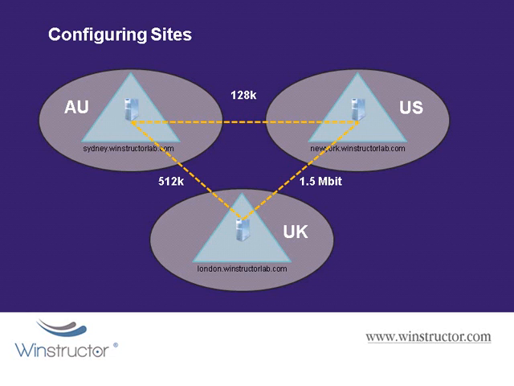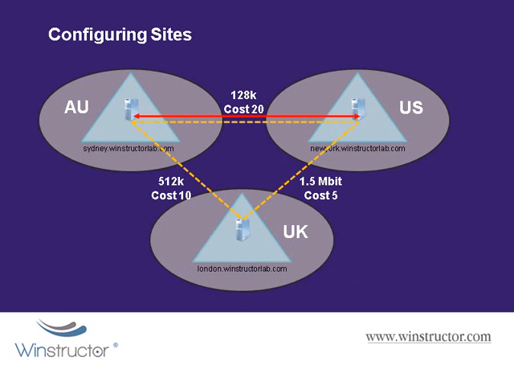So let's say that between Australia and the UK, we have a 512K link. Between the UK and the US is a 1.5 megabit link, and we have a 128K link between Australia and the US. Now we can assign a cost to each of these links, and remember that the lower the cost, the higher the priority. So now the link between Australia and the UK has a cost of 10, between the UK and the US is a cost of 5, and between Australia and the US we have a cost of 20.